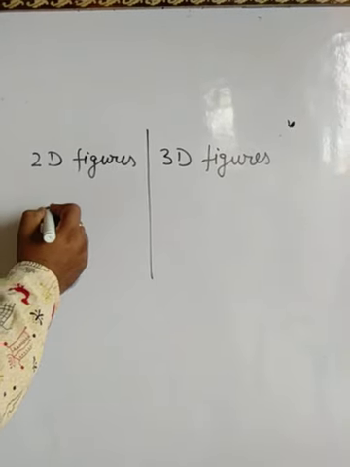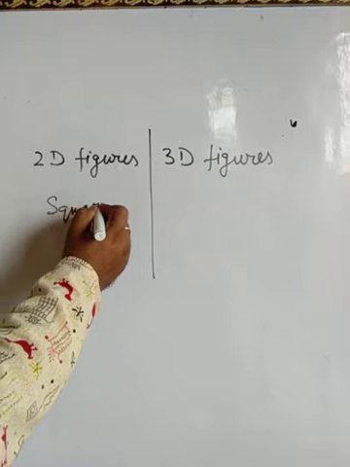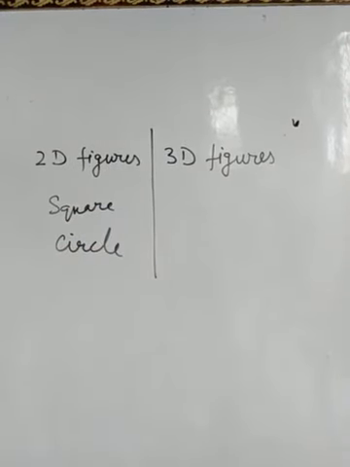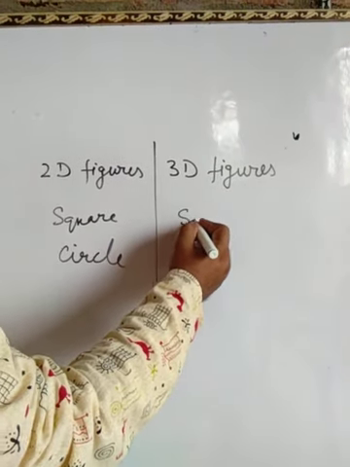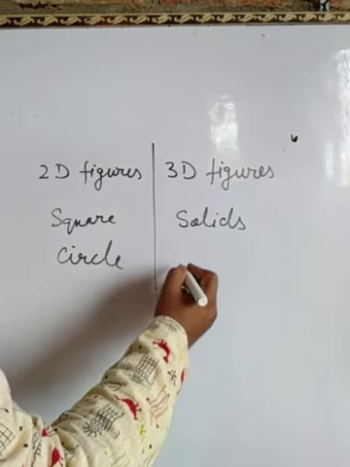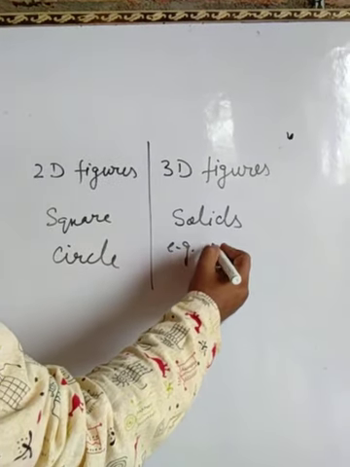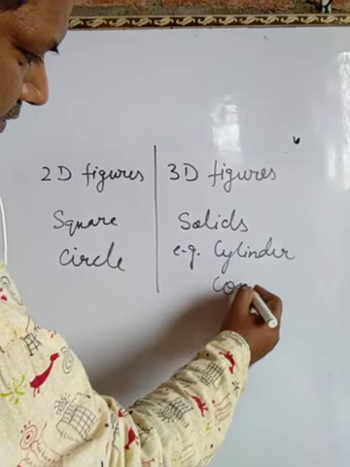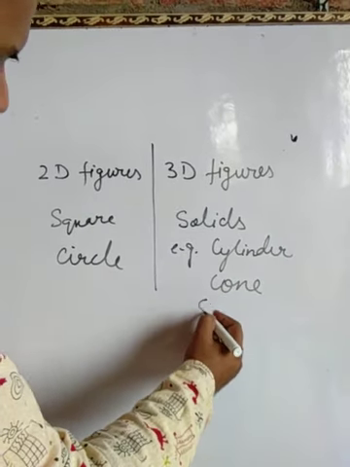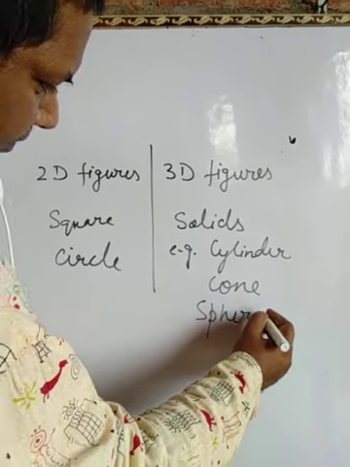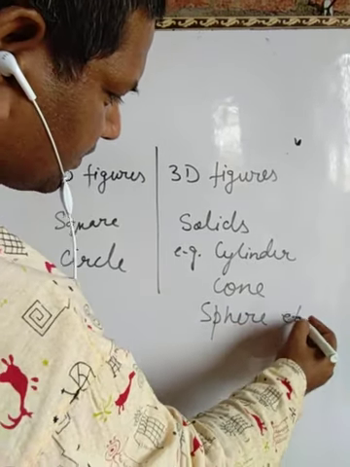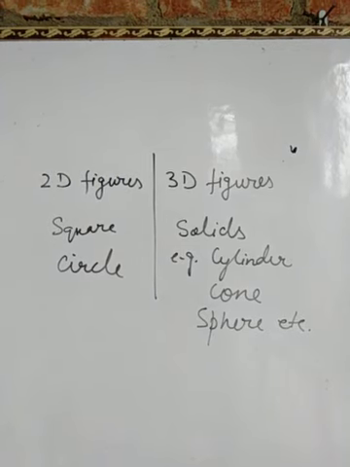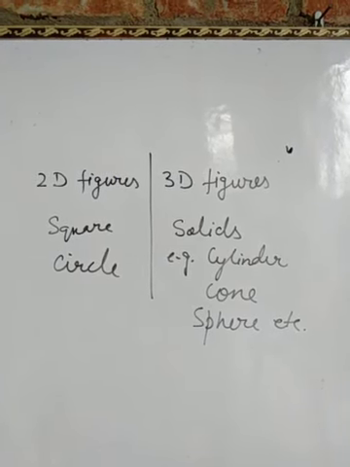For example, square, circle, this is 2D, but solids, for example, cylinder, cone, sphere, etc. So we have categorized 2D figures and 3D figures, right?